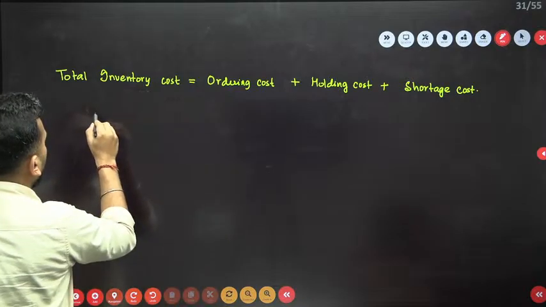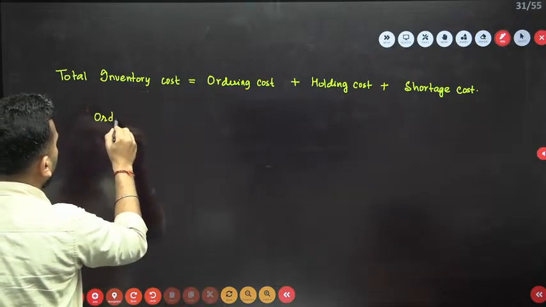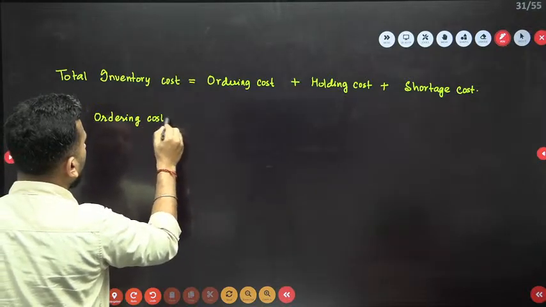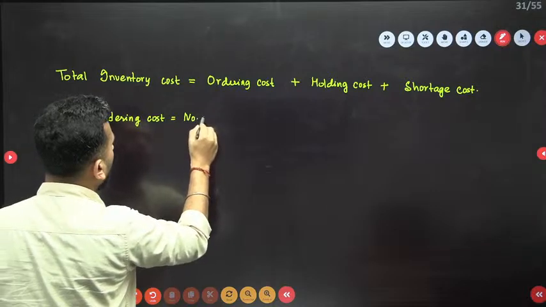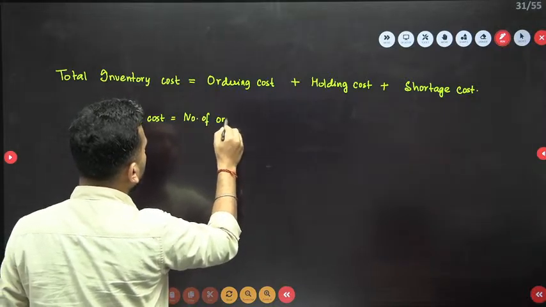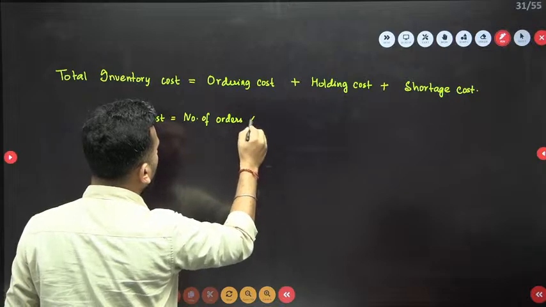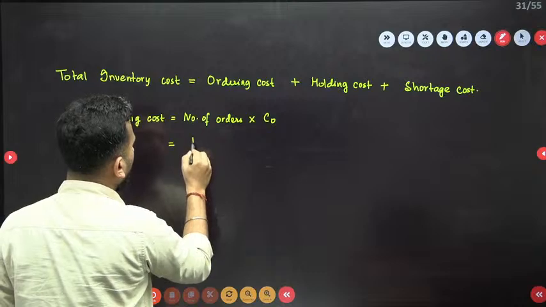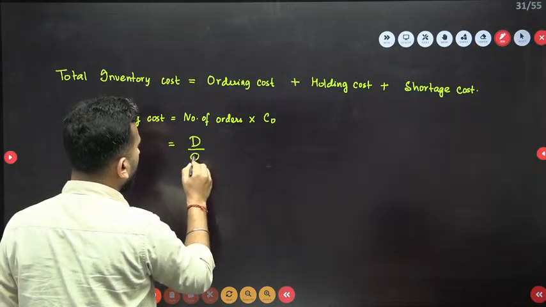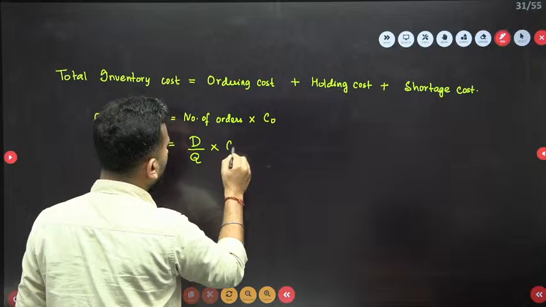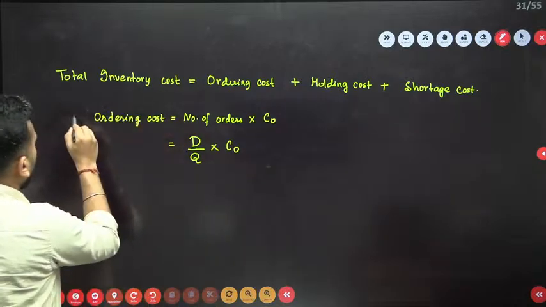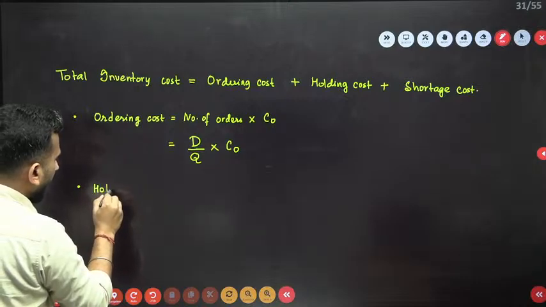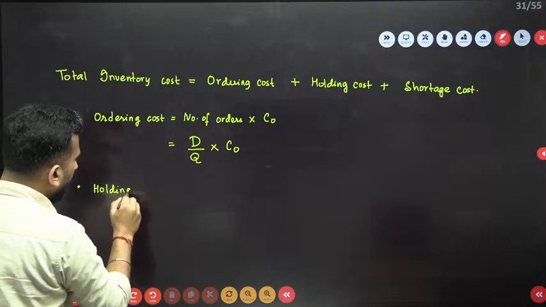So what is the ordering cost? Ordering cost is the number of orders into the ordering cost. The number of orders will be what? Your annual demand is D, and on each order you are ordering Q, so it is D by Q into C naught. What will be your holding cost?